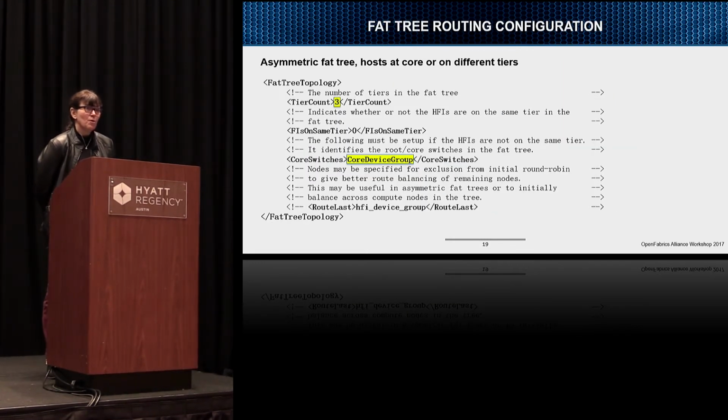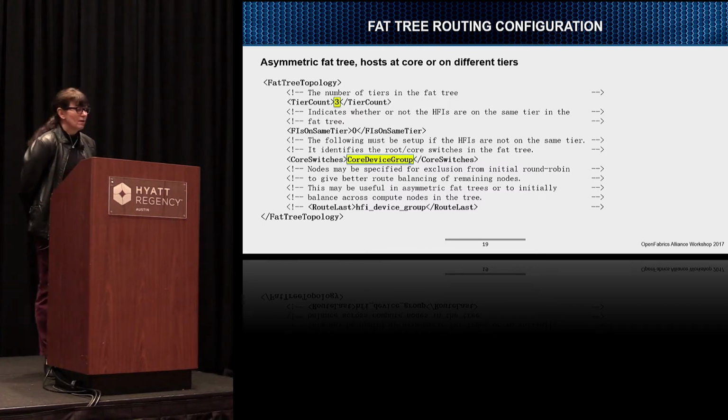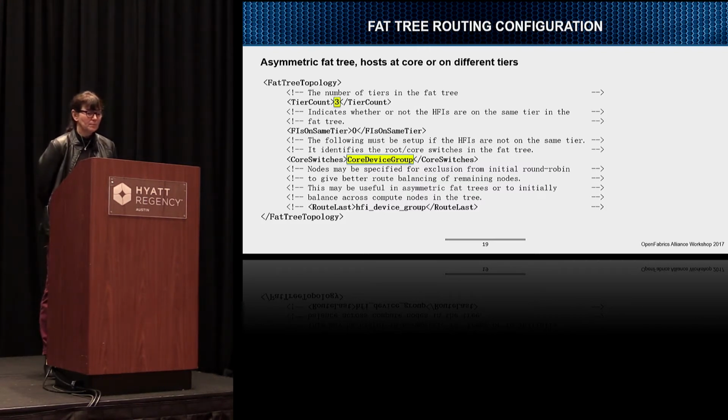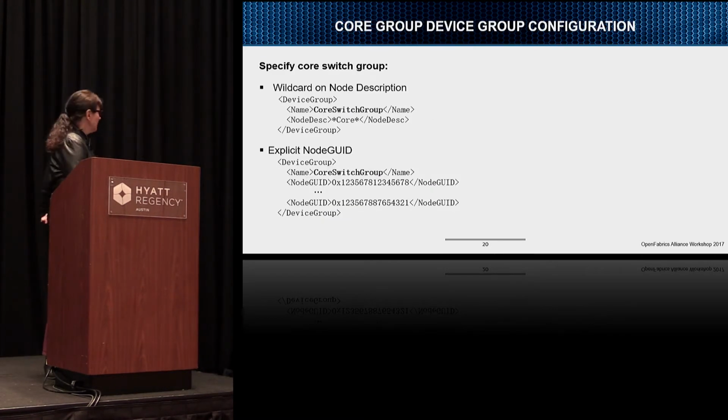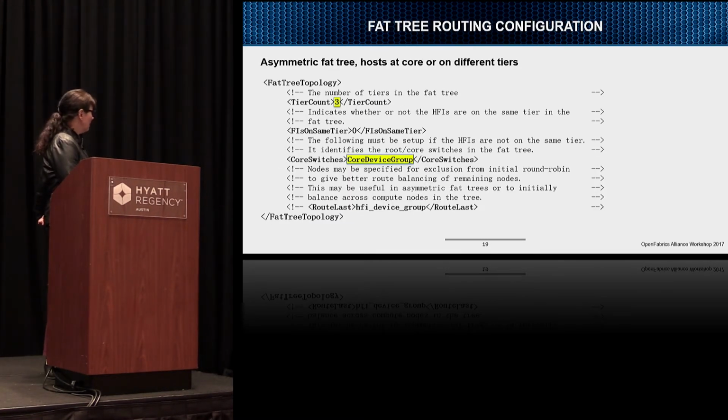By configuring a core device group, which lists the actual switches that are at the core, we can figure out all that information. So in this algorithm, you would supply the core device group list and also the tier count. There is also a route last here that does some balancing based on device type as well. So you can specify, like, I'm going to put storage all in one and we'll route that separately.